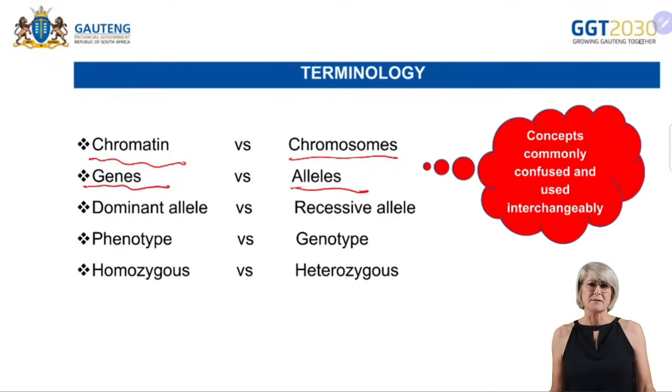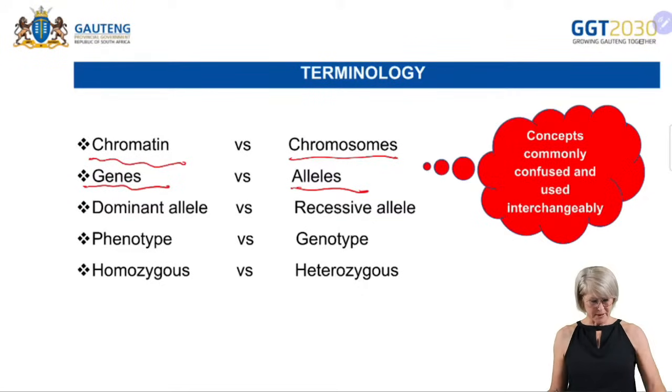Now, those genes can have different forms, and in most characteristics, you find two forms of a gene. So, for example, let's look at eye color. So we get an allele for brown eyes, and you get an allele for blue eyes. So although it's the same gene, which is for eye color, there are two different forms, and those two forms is what we call an allele.